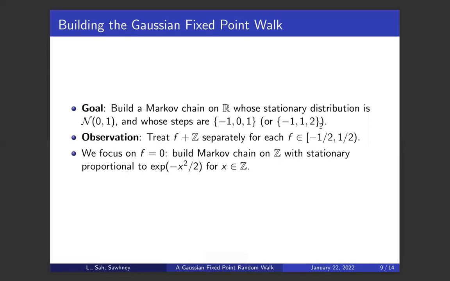So notice that because all our steps are integers, we can actually treat the one-dimensional real Gaussian as the union of a bunch of discrete Gaussians. In particular, you can treat the points f plus Z separately for any fractional part f in -1/2 to 1/2. For the purposes of the remainder of the talk, we're going to focus on the case f equals 0. And our goal is just going to be to build a Markov chain on Z now, whose stationary distribution is proportional to exp(-x^2/2). So basically proportional to the discrete Gaussian on the integers.